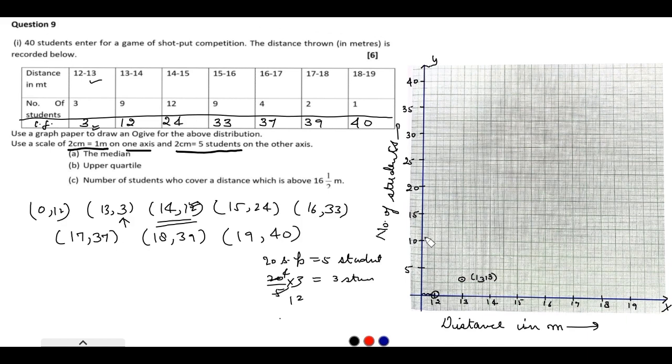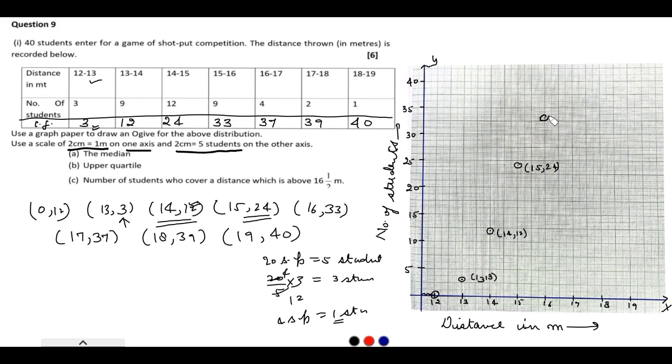Now 12 will be equal to, after 10 we have to calculate for 2. 4 small parts is equal to 1 student. So 2 students will be equal to 8 small parts. After 10 calculate 8. This point will be 14, 12. Next 15, 24, 15, 20 and 4 means 16 parts. 16, 33. 3 students is equal to 12 parts.